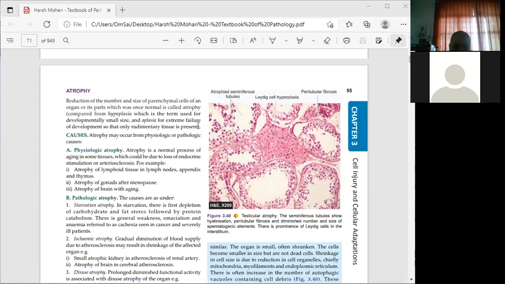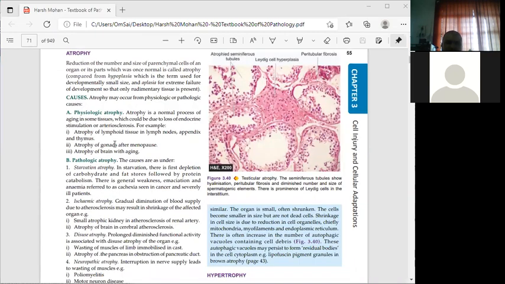Hypoplasia is the term used for developmentally small size, and aplasia for extreme failure of development, so that only rudimentary, undeveloped tissue is present. The reduction of the number and size of parenchymal cells in an organ or its parts which was once normal is called atrophy.